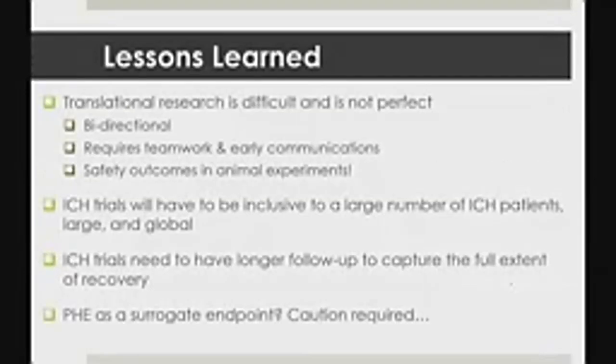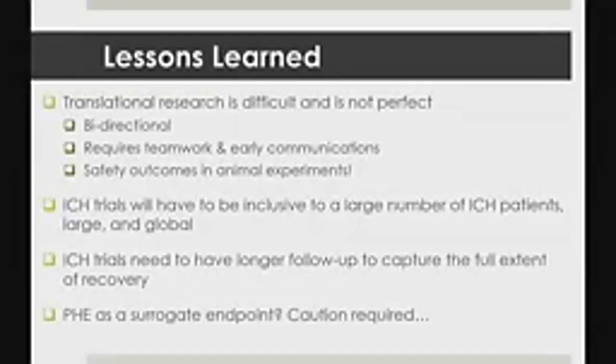So what have we learned from this? I think that translation is really very difficult. We tried to follow exactly the data from the rats. It didn't really work very well in humans. You have to adjust along the way. It's becoming very obvious that hemorrhage trials will have to be longer and will have to be larger because the effect size is not very big.